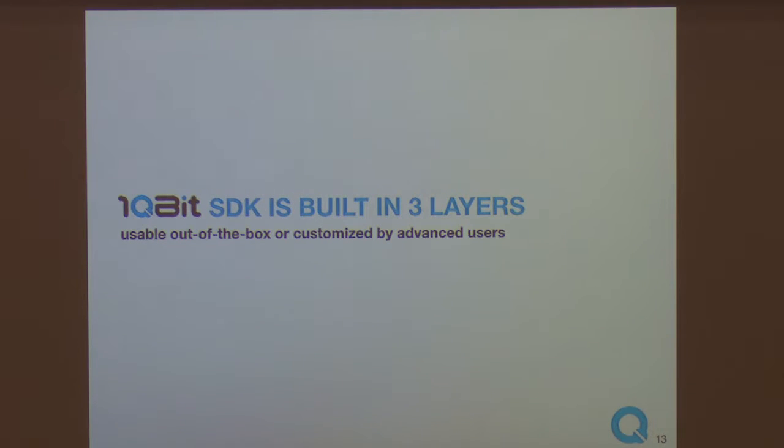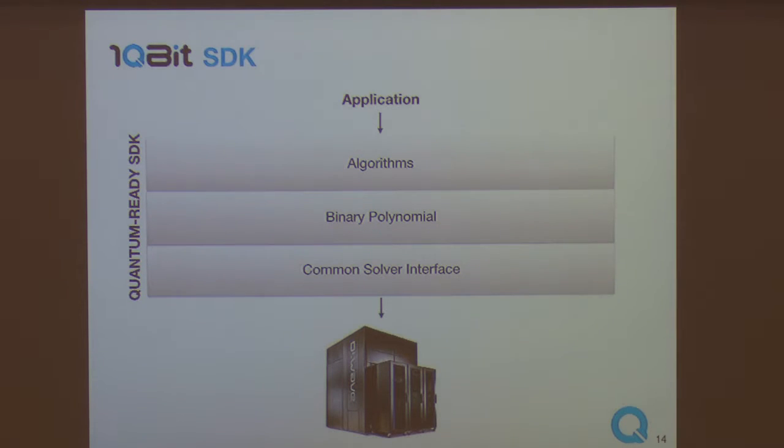So I'll talk about the actual architecture of the SDK. It's usable out of the box, it's fully configurable, it's suitable for a wide range of audiences, from the optimization experts to people that don't necessarily have an optimization background. It's built in 3 layers. So we have an algorithms layer, we have a binary polynomial layer, and we have a common solver interface layer.